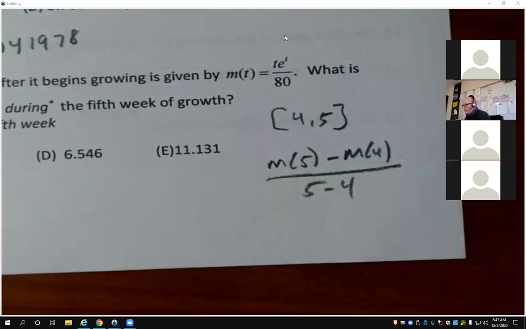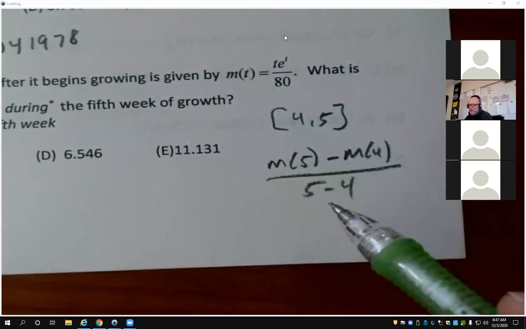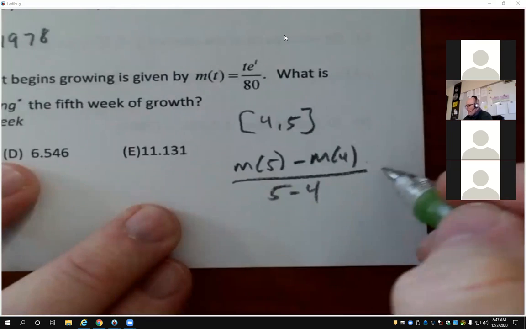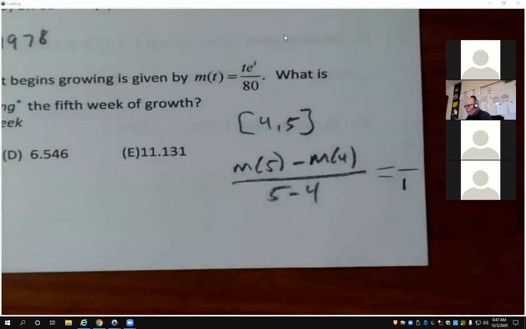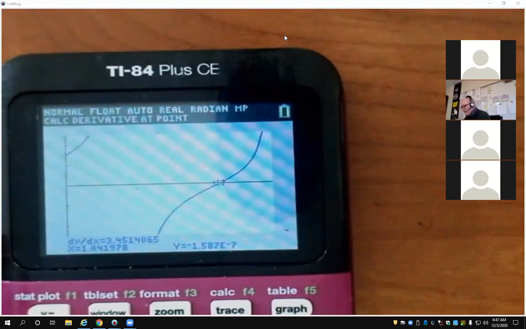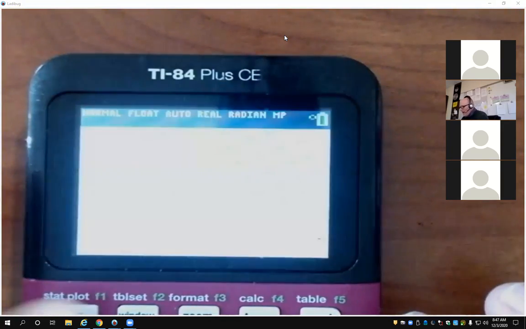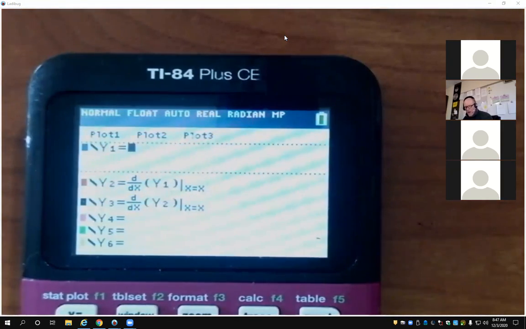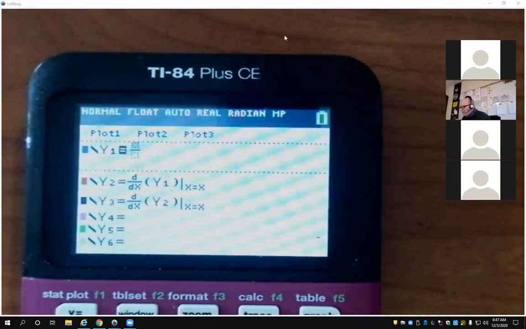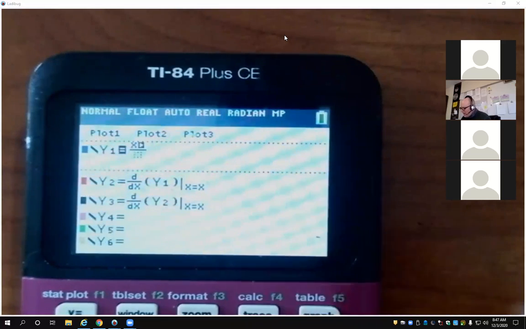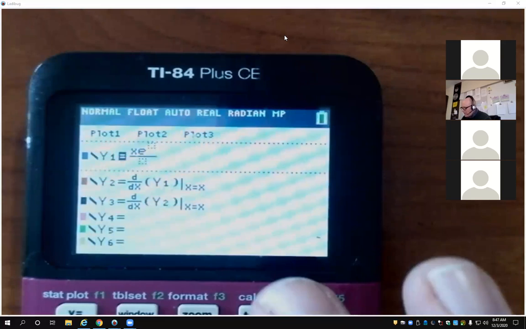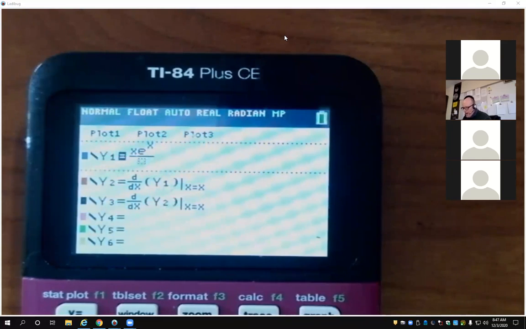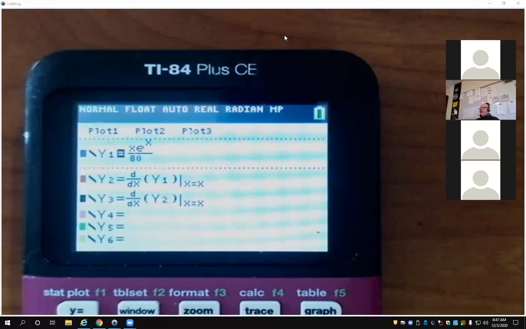And I'm actually going to show you a trick. So obviously the first part is you had to understand this interpretation. We know 1's in the denominator, 5 minus 4 is 1, but we got to find the numerator. I'm going to show you how to find it in your calculator a little faster. So I'm going to go back into y equals. I'm going to clear out my y1, and I'm going to type the mass function into my y1. Okay, so it's x e to the x over 80. That function is in my calculator. That's the function I am currently working on.